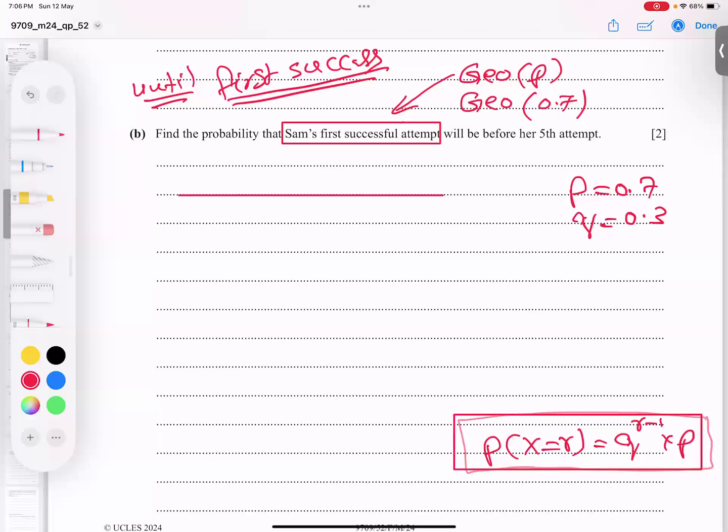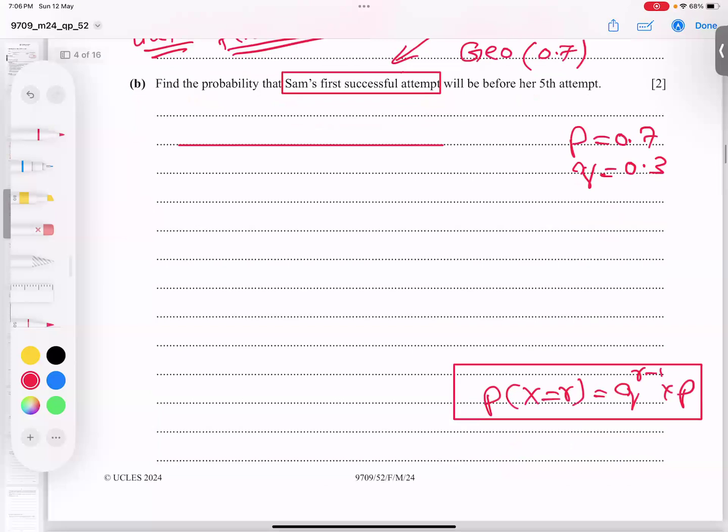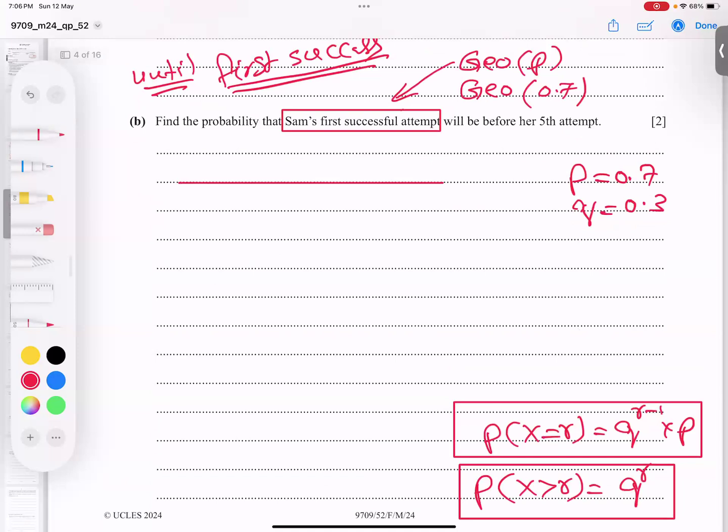But this formula is applicable only at one particular point, not less or more. But for more, we have another formula: P(X > r) = q to the power r. This formula, number 2, is also very effective. So let's think how we can use these formulas here.